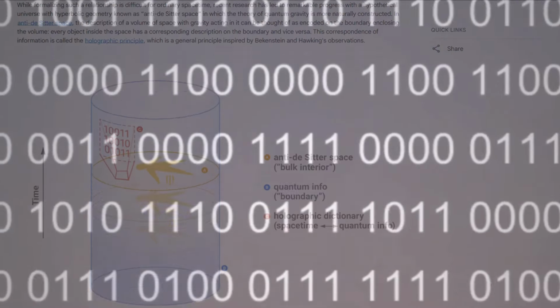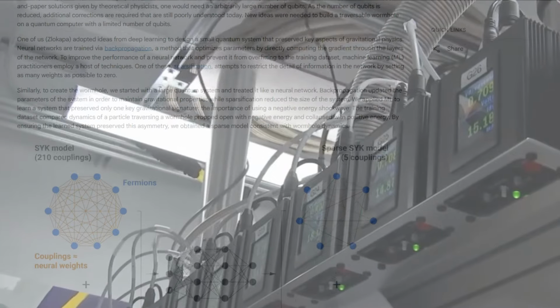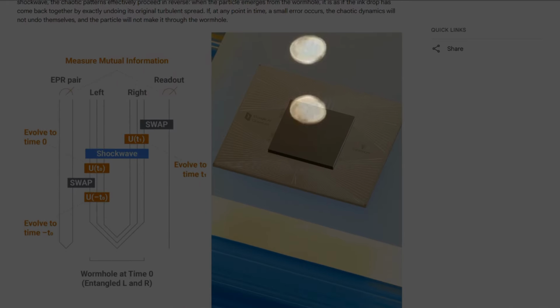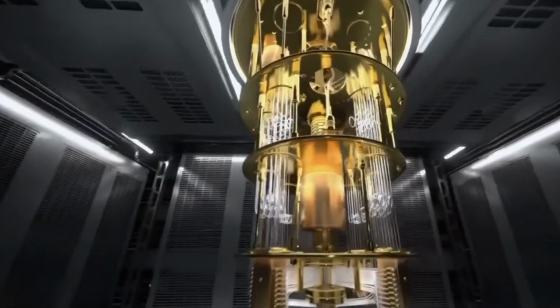Did they rip a hole in spacetime? No. But what they did might be even crazier. They used a computer chip to prove that black holes and quantum chips might just be the same thing. To understand this experiment, we first need to look at the beast that ran it, the Google Sycamore.